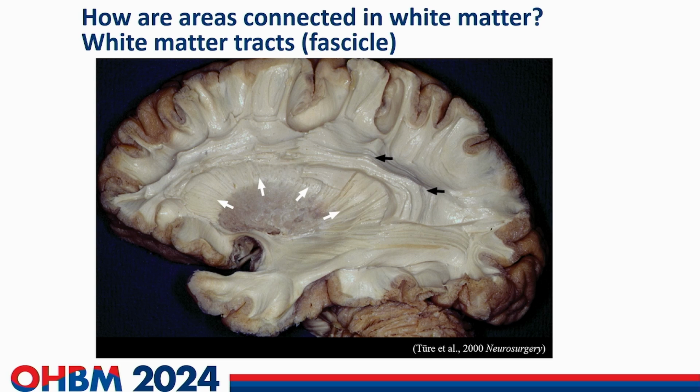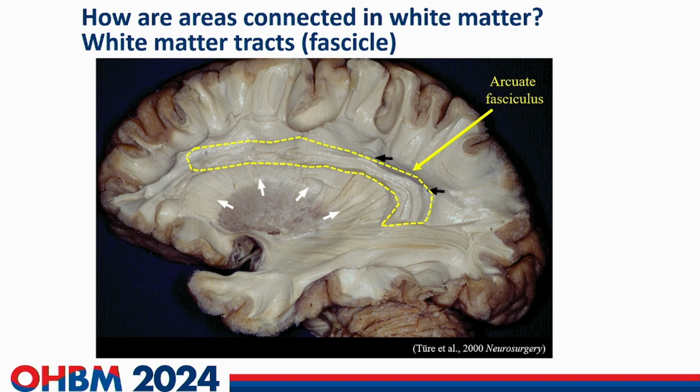So how are these areas connected? I think the point here is that if you're looking at neuroanatomy, we can see a group of axons traveling together, forming a bundle of axons. This is called a white matter tract, or fascicle. This is an example, named the arcuate fasciculus.